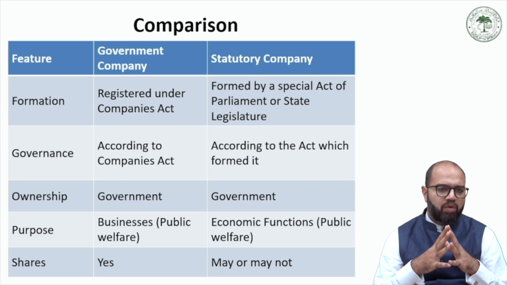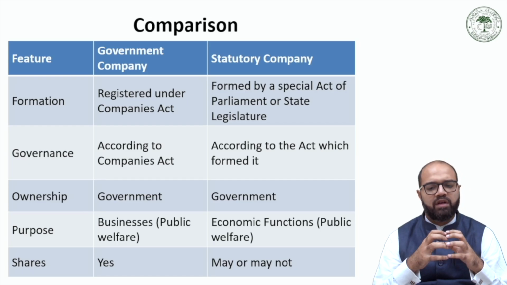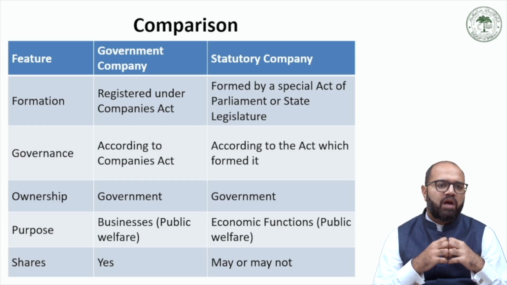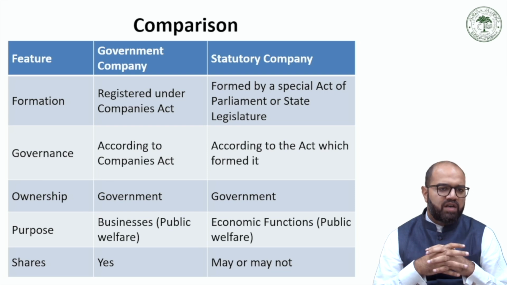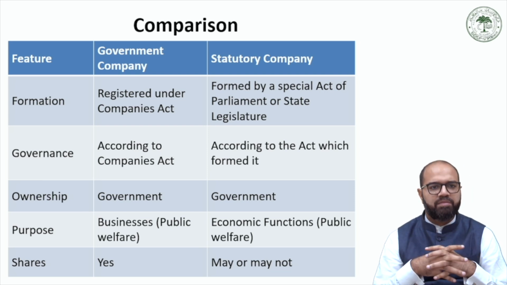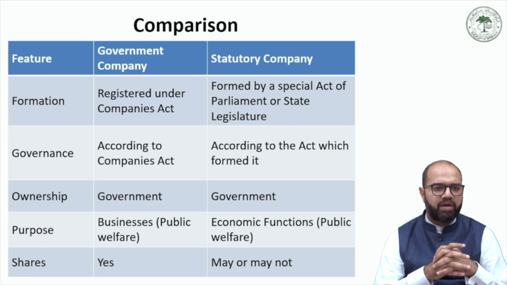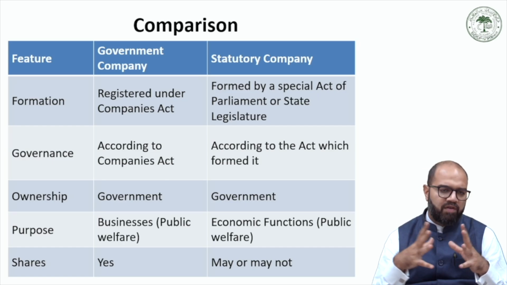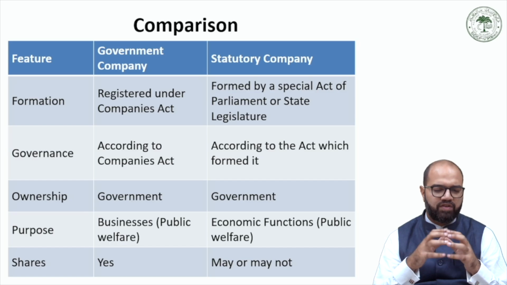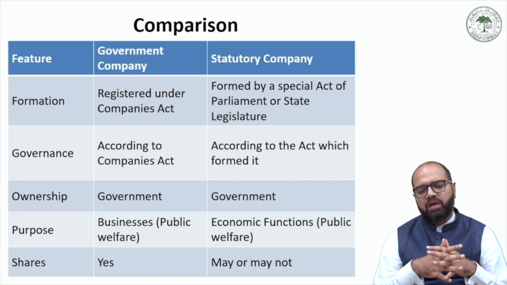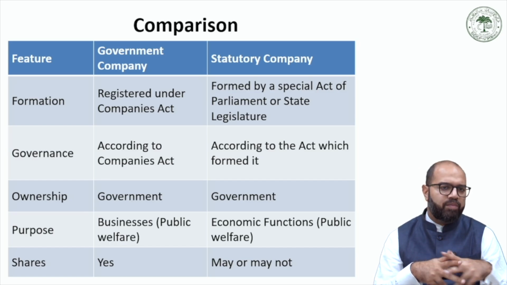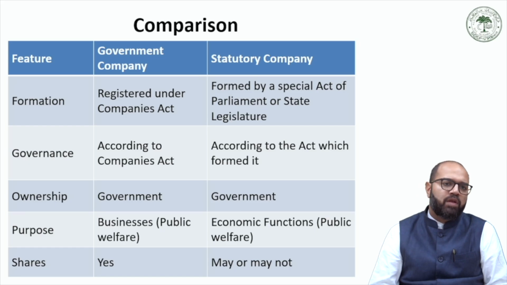Profit can be there in both, but an element of public functions are also there in these two kinds of companies. A government company which is registered under the Act has invariably a share capital, whereas a statutory company, it may or may not have a share capital. It depends upon the statute which forms it, whether it provides for shareholding or not.